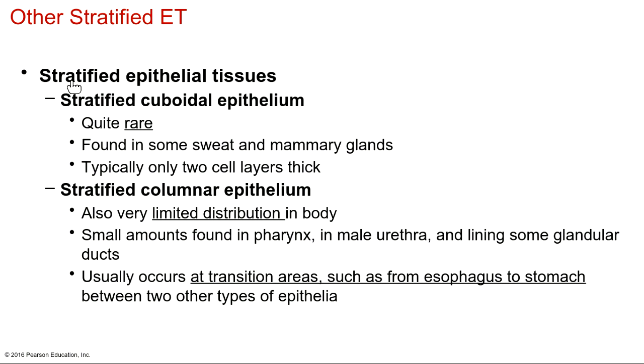We're really not going to talk about other stratified tissue. The only ones we care about for this class are stratified squamous and transitional. But do be aware, we do have stratified cuboidal and stratified columnar. I did mention that columnar is especially located at transition areas, for example from the esophagus to the stomach, where we have totally different functions and need to change the tissue. So we see this kind of transitional situation there. But you can look at these next semester.